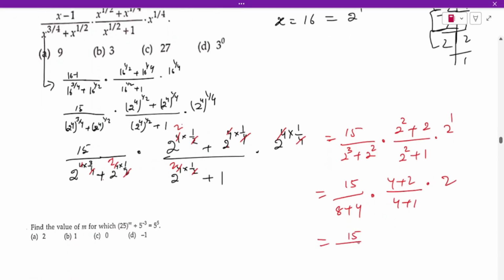So this is 15 by 12 multiplied by 6 by 5 multiplied by 2. Just have to go for cancellation. This is 5 1 the 5 3 the, and this is 2 1 the 2 6 the, and this 6 1 the 6 1 the. So we end up with this value as in numerator we have 3 into 1 into 1 is 3, and denominator 1 into 1 is 1, which is equal to 3. So the answer for this option question is option number B.